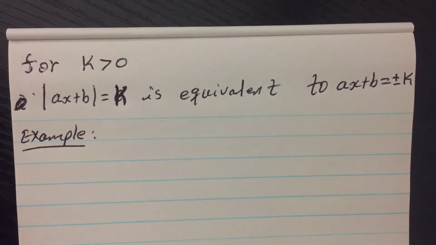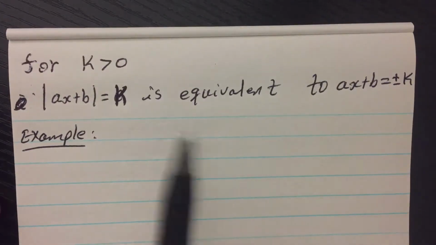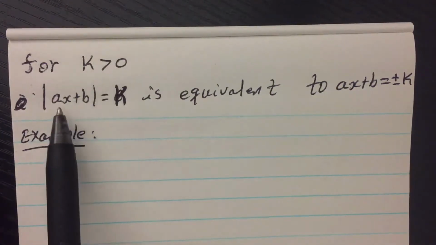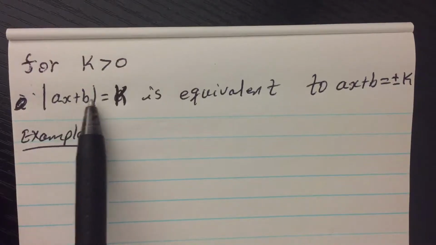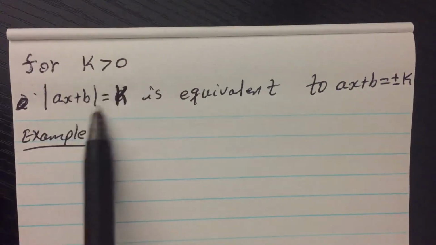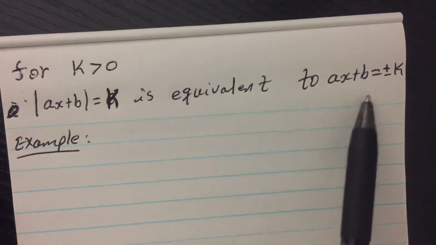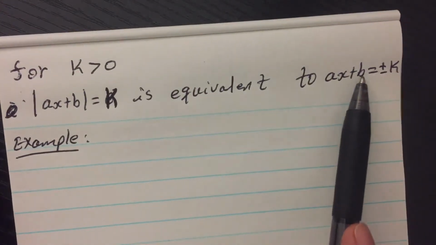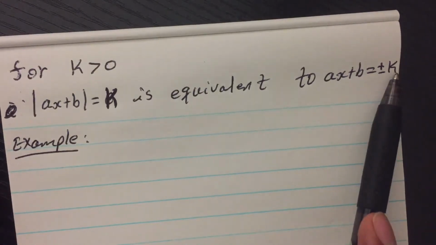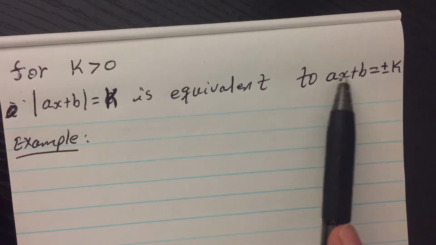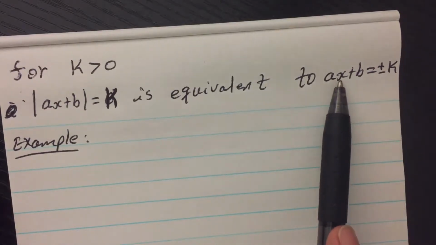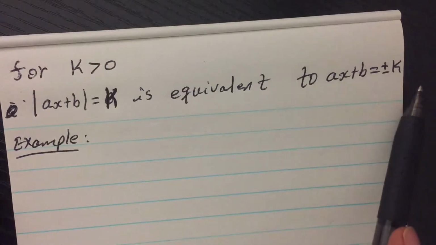Here is part 2 of absolute value equations. From part 1 we said for positive k, if you have the absolute value of ax plus b equals that positive number, this is equivalent to the equation ax plus b equals plus or minus k. By plus or minus k, you have two equations. One would be ax plus b equals positive k. The other equation would be ax plus b equals negative k.